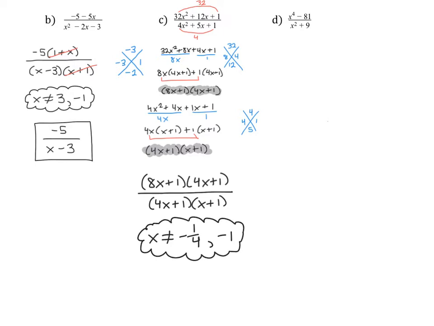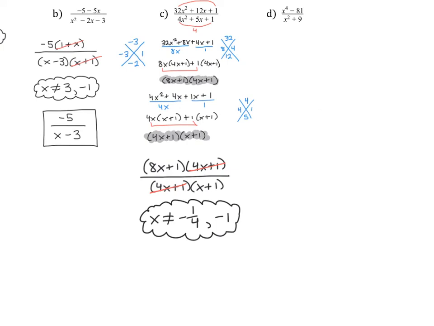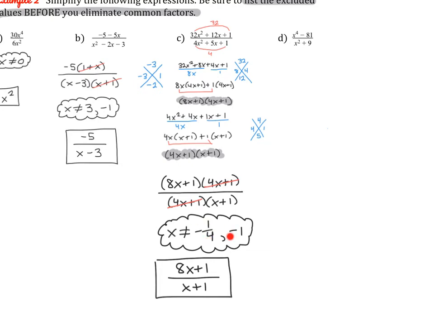And now we can look for common factors. So we actually see a common factor of 4x plus 1. So our simplified rational expression is 8x plus 1 over x plus 1. And again, the restrictions or the excluded values, these are part of our answer, so we need to make sure they are listed.